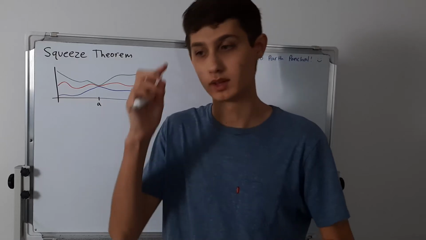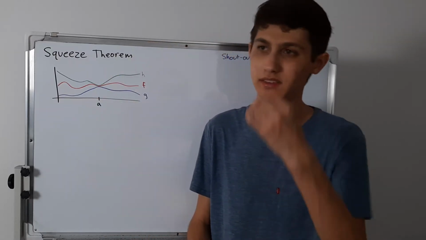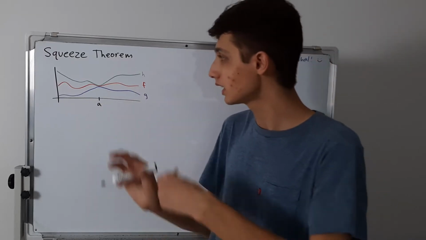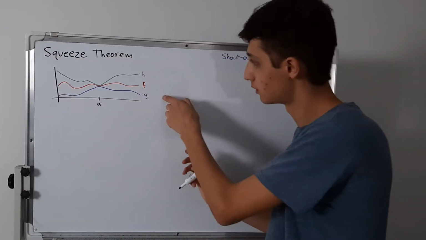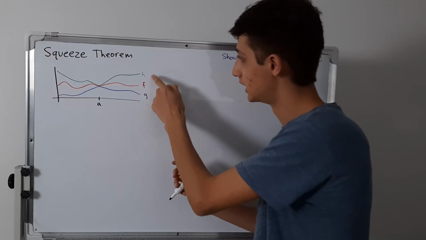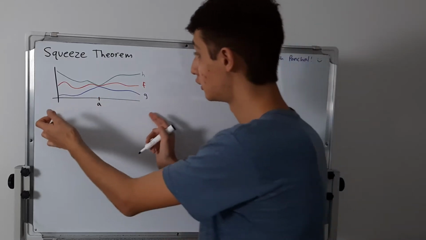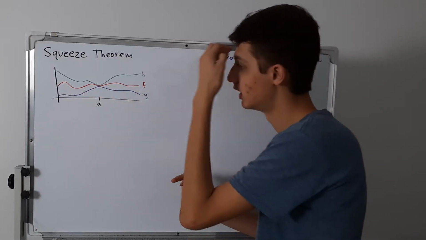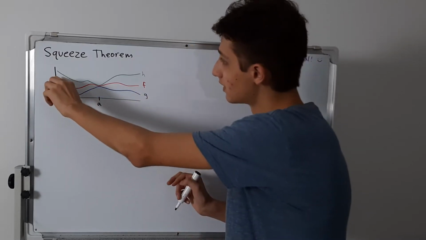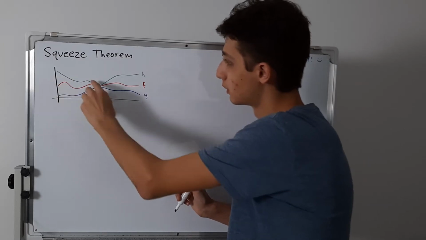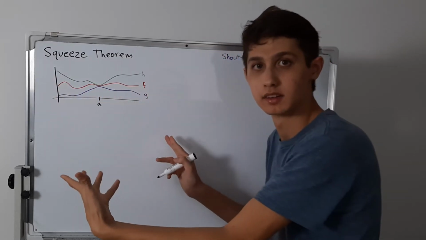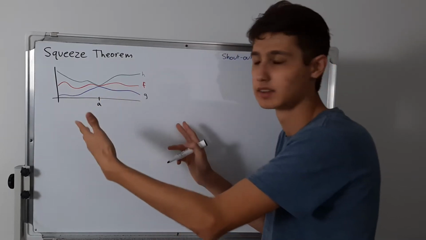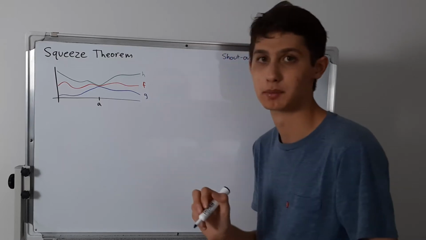This theorem has a few other names. It's like the police theorem or whatever, but Squeeze Theorem is the most common name. Essentially it says that we have three functions here, f, g, and h, defined on an interval where they meet up at x equals a. We notice that h of x is greater than or equal to f of x for all x in the interval, and g of x is less than or equal to f of x for all x in the interval. So g is a lower bound, h is an upper bound.